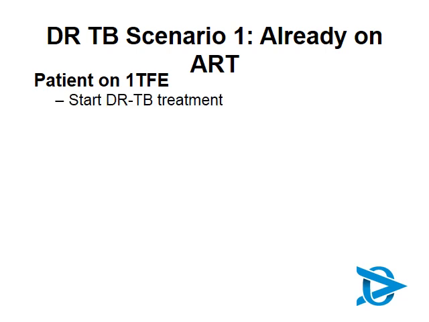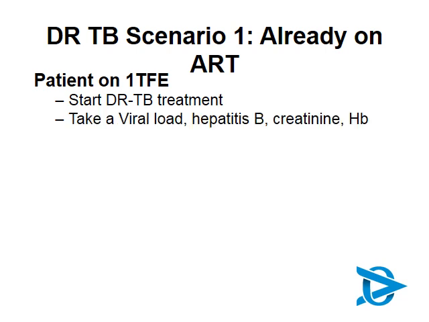Let's start off with a patient who's already on ARVs and now presents with DRTB. The most common scenario you would usually see is your patient who's already on a first regimen, tenofovir, emtricitabine, and efavirenz. In those patients, our first priority is to get them onto the DRTB treatment. At that time, you will keep them on that regimen, but you will take certain baseline tests, which will include a viral load, hepatitis B, because that's significant if we're going to stop the tenofovir, creatinine to see how those kidneys are doing, and a hemoglobin.